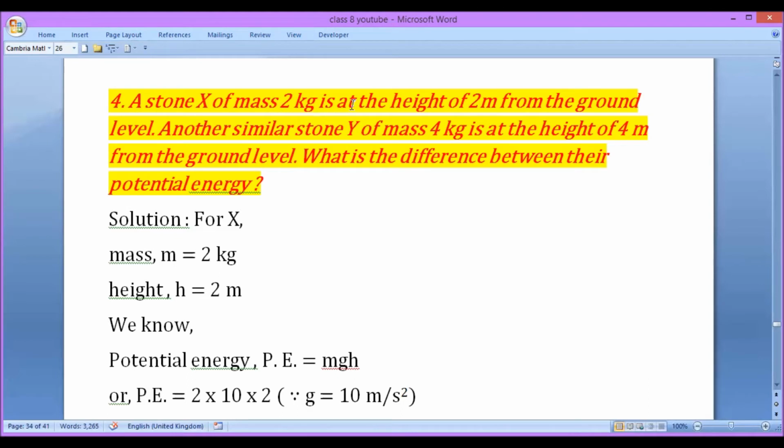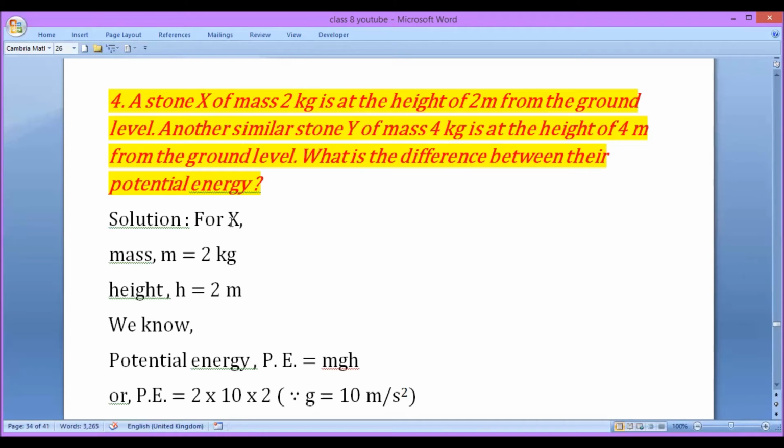There are two stones, X and Y. X's mass is 2 kg at the height of 2 meter. And another similar stone, Y, its mass is 4 kg at the height of 4 meter from the ground level. What is the difference between their potential energy? You can compute the potential energy here. First, you have to compute the potential energy of stone X, and then compute the potential energy of stone Y, and we can compare it easily like this.